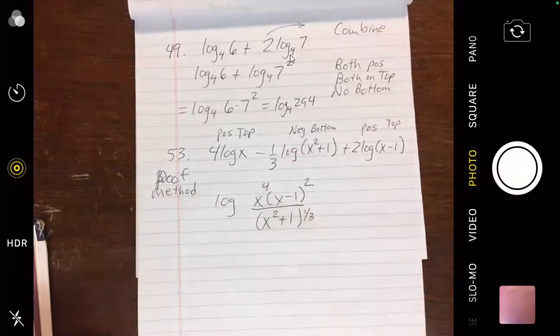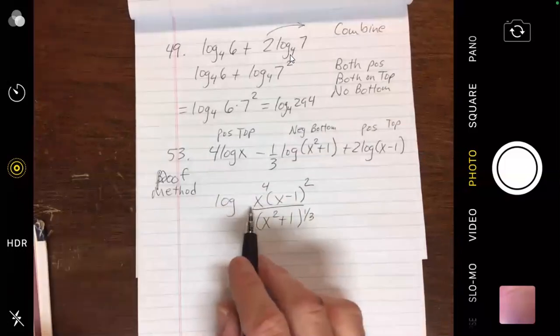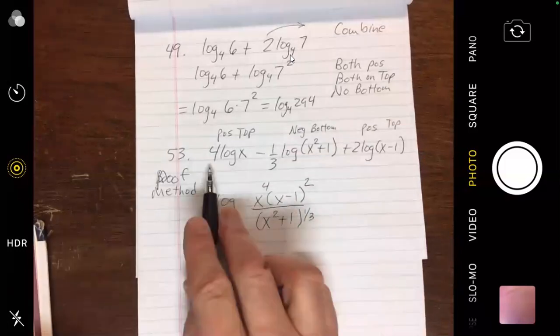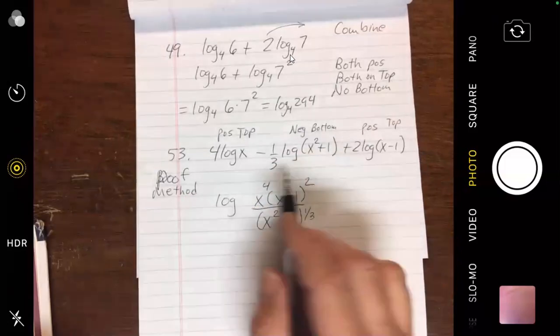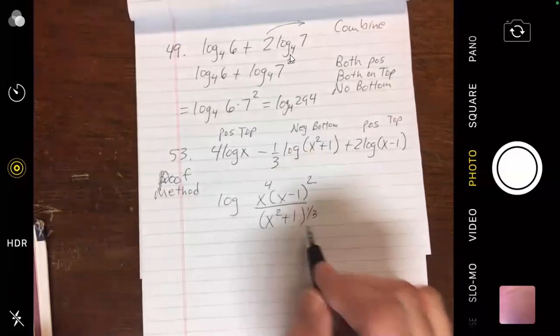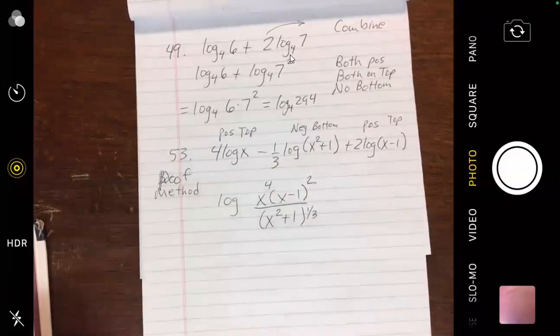I hope that wasn't too fast. You can almost see the check. It'd be log of this, add log of that. 4 goes to the front as a coefficient, 2 to the front as the coefficient of that, and the minus 1/3 log of this. I hope that's not too fast.